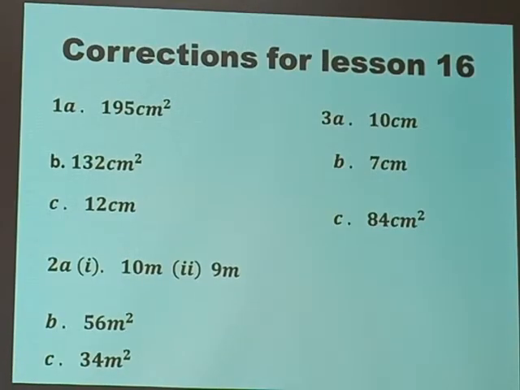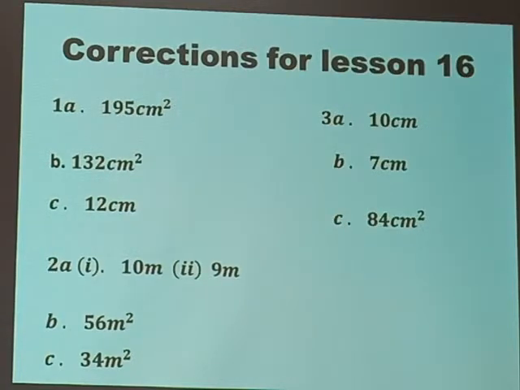Today you're going to have a lesson for mathematics with Teacher Jacob, and we're going to have lesson 17. But we shall begin with the corrections for the previous lesson. Our lesson 16 had an activity which we want to correct first before we go to our next lesson. So if you did the work very well, the answers you're seeing must have been the ones you also got.